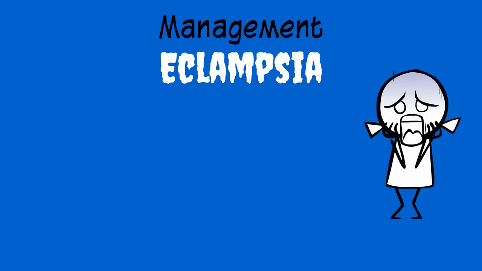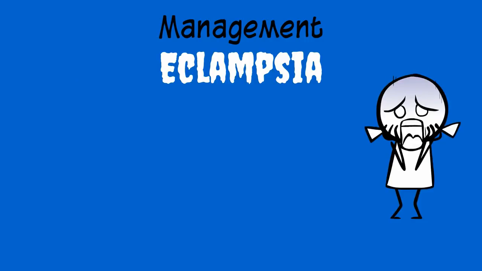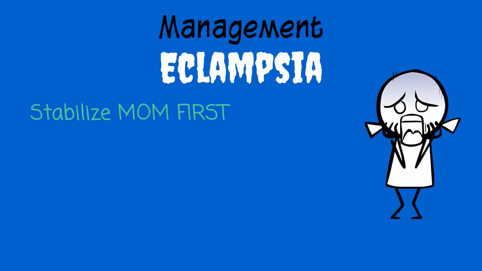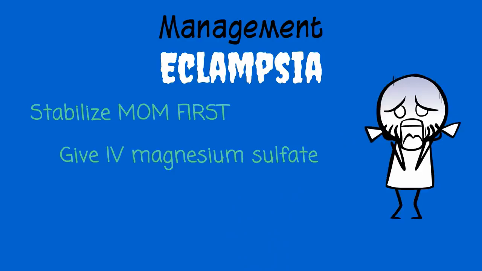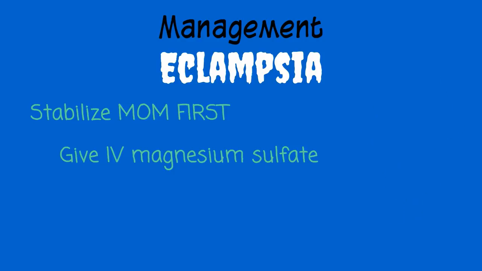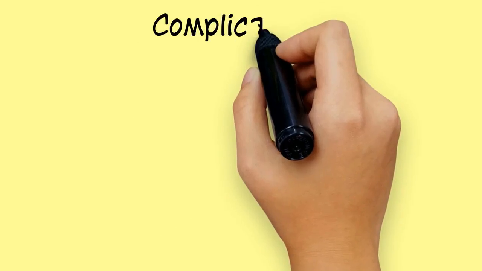Eclamptic seizures are scary occurrences, and it is critically important to stabilize the mom first, for this will stabilize the fetus. Women with eclamptic seizures should be treated with parenteral magnesium. Mode of delivery is again decided by maternal fetal condition, and vaginal delivery can often be attempted with labor induction, even in the case of eclamptic seizures.